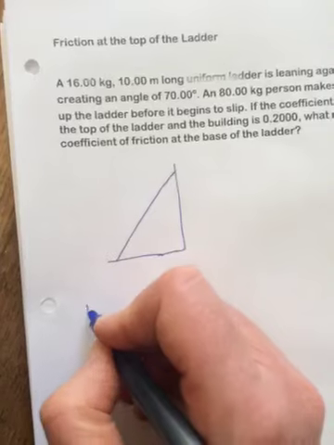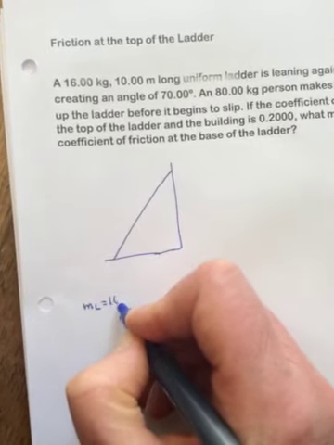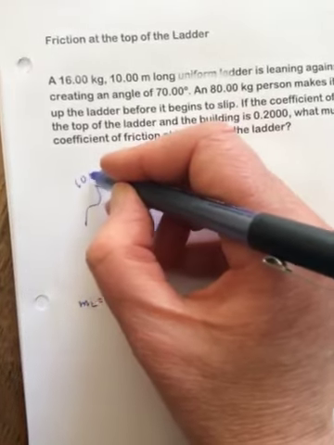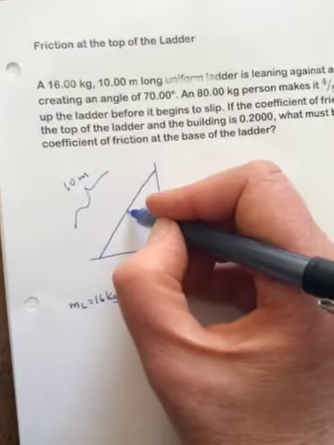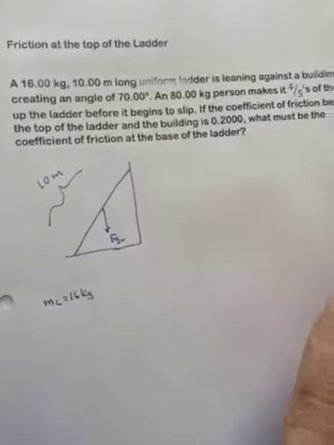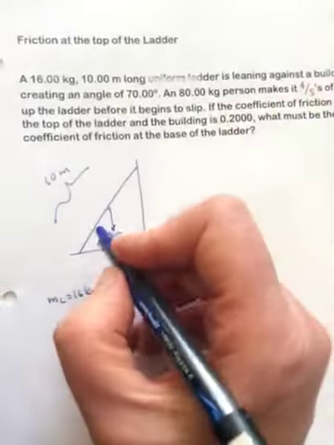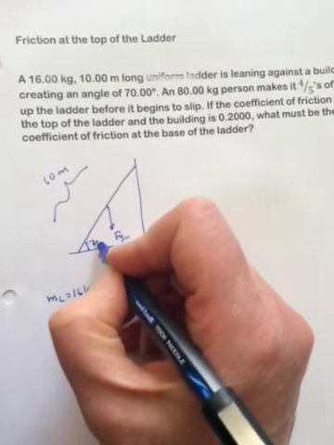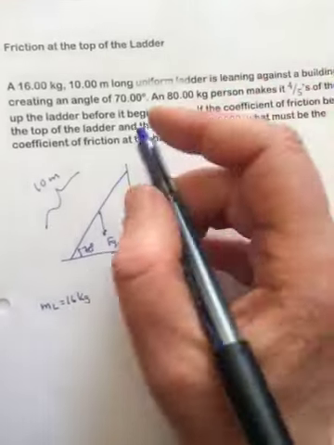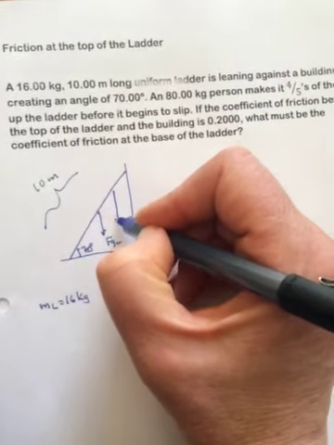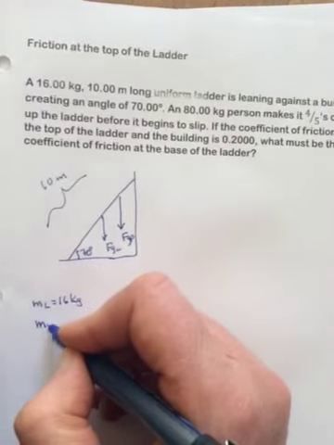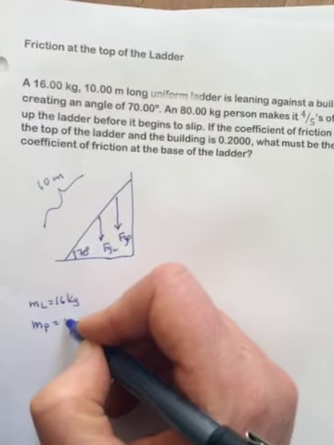So the mass of the ladder is 16 kilograms. It's a 10-meter long ladder, so this distance is 10 meters, and it's uniform, which means FG of the ladder is going to be halfway along its length. It's leaning against a building, creating an angle down here, 70 degrees. An 80 kilogram person is 4/5 of the way up. So this is FG of the person, and the mass of the person, it tells us, is 80 kilograms.